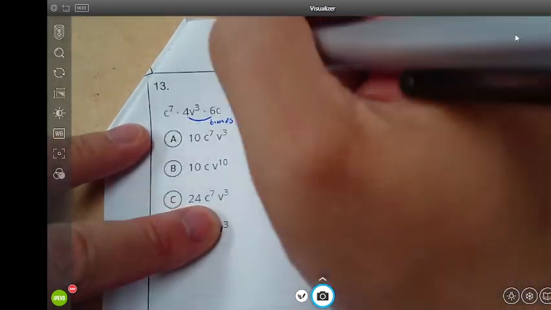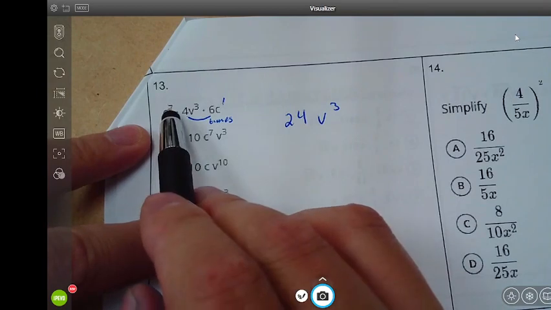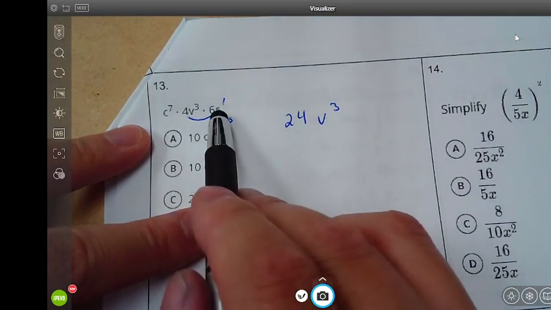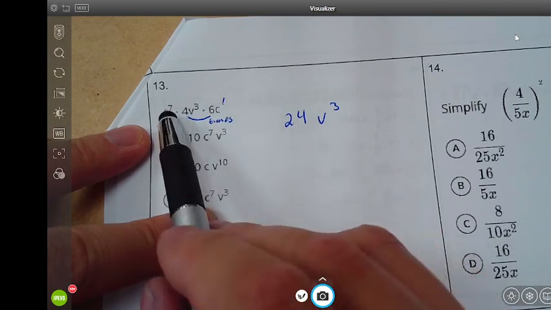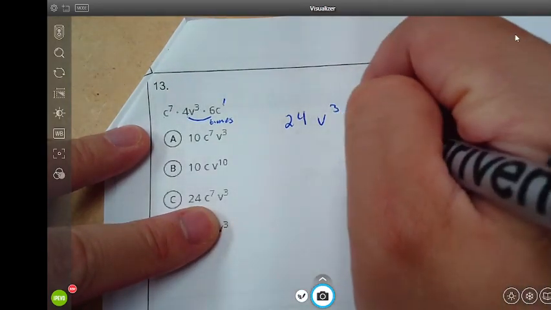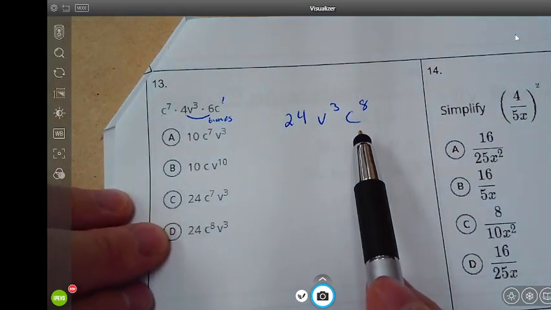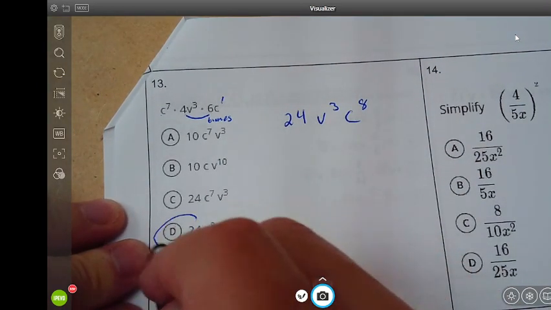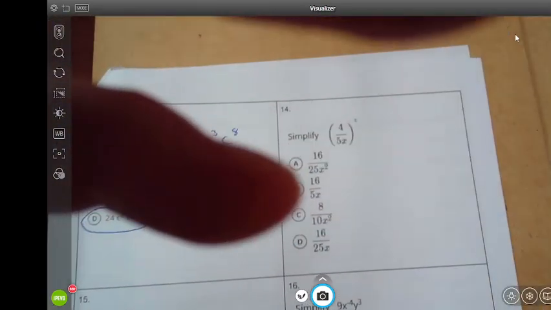And then the c here has an exponent of 1. So I want to add those exponents. C to the 7 times c to the 1, 7 plus 1. 7 plus 1 is 8, so this is c to the 8. So it should be 24 v cubed c to the 8. C to the 8 v cubed, the order doesn't matter there. It's just D. Okay. All right, number 14.